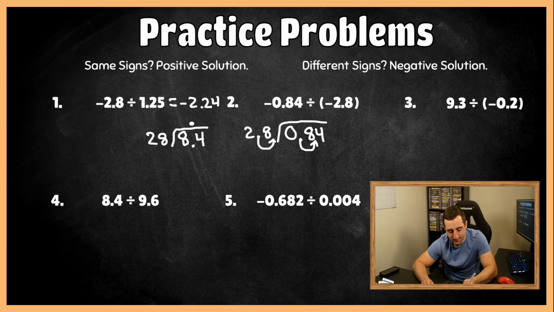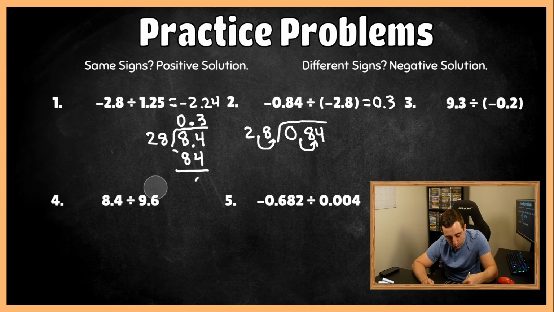Well, 28 doesn't fit into 8 at all, but it does fit into 84 perfectly 3 times. So 28 times 3 is going to give us 84. We subtract these, we get a remainder of 0, and we're done just like that. Our final answer is positive 3/10 for number 2, and then we can move on to number 3.